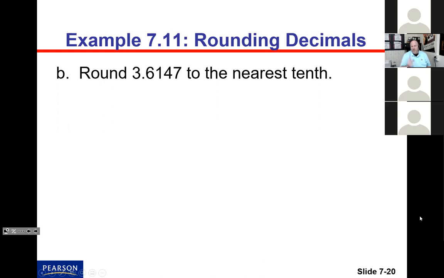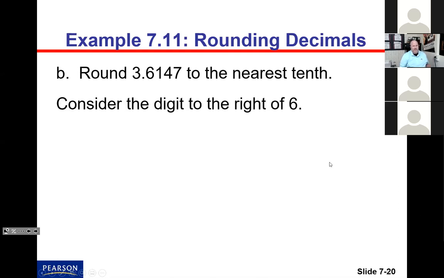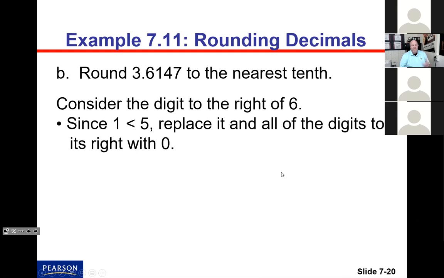So first off, you have to know your place value. You have to know where the tenths are. So what number here is the tenths? The 6. Okay, so the 6 is the one we want to round. So we look at the digit to the right of the 6. It's a 1. Because it's 4, 3, 2, 1, or 0, we're going to keep the 6 exactly the same and change everything else to zeros.